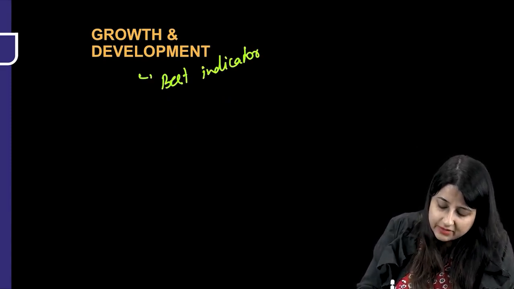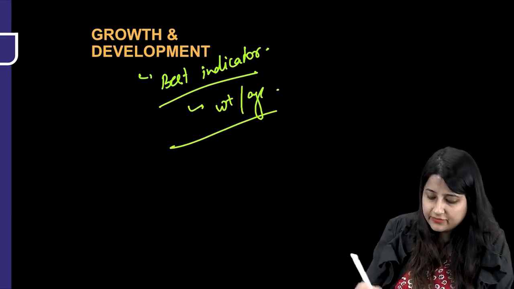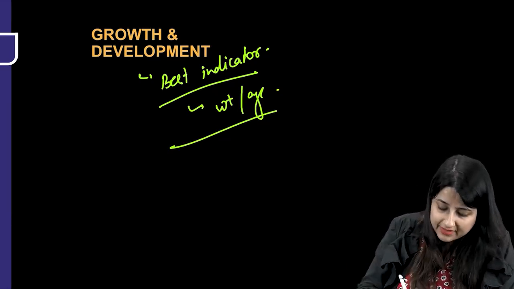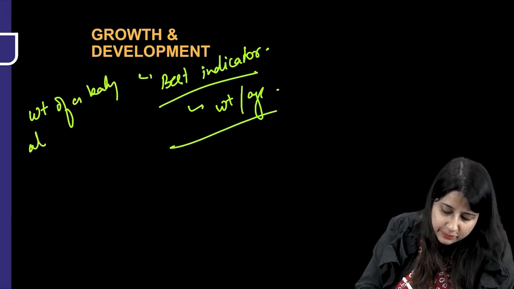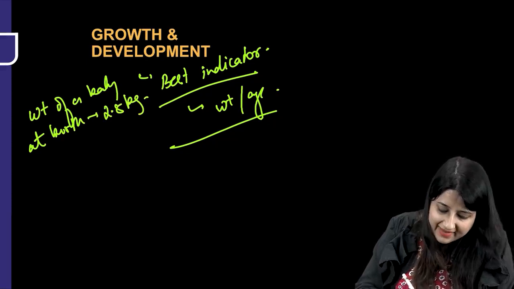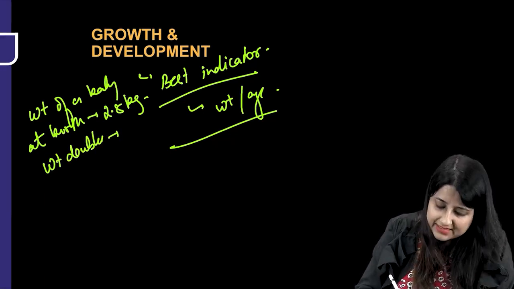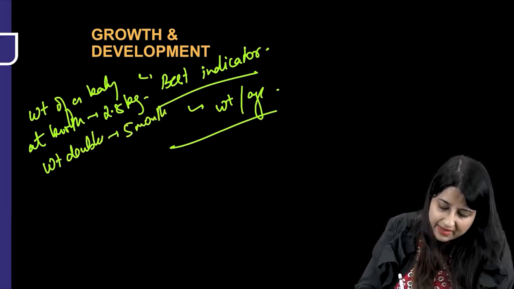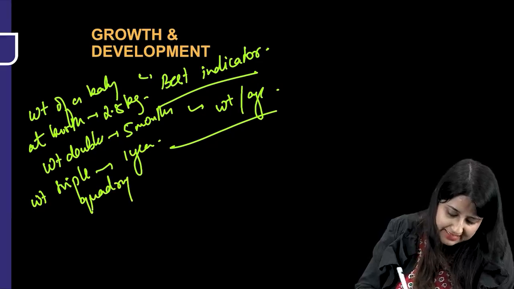Now for growth and development, which is the best indicator which is going to reflect the growth? We are always taking weight for age. Now remember one thing, like I told you, weight of a baby at birth in India on average is 2.8 kg. When does the baby weight double? This is again an MCQ. Weight doubles at 5 months. When does the baby weight triple? Weight triples at 1 year. And when does the weight quadruple, guys? The quadrupling of the weight is by 2 years.